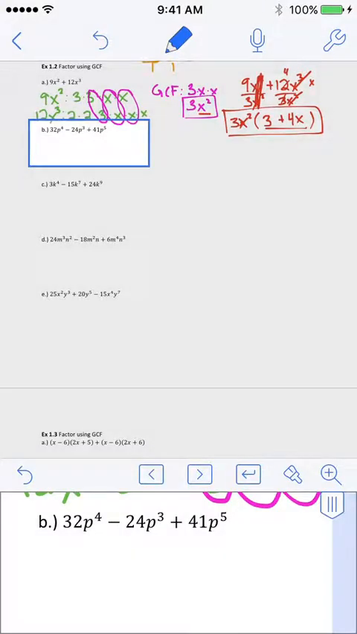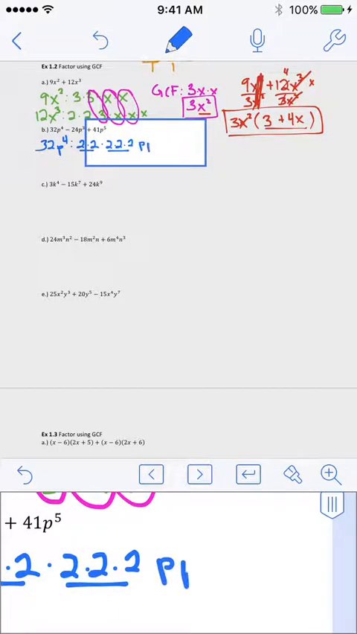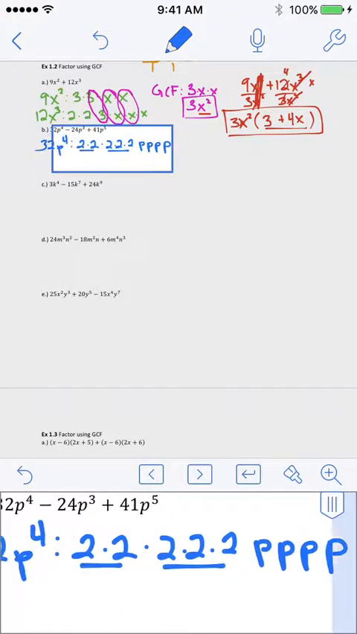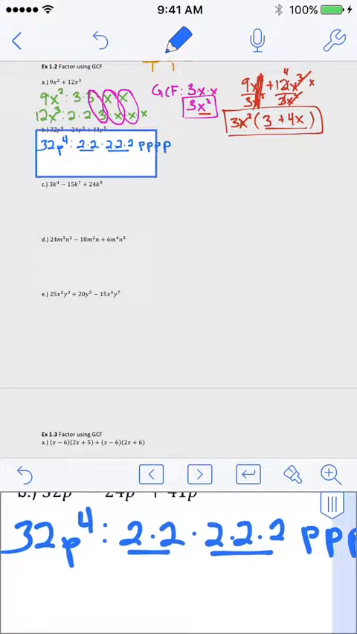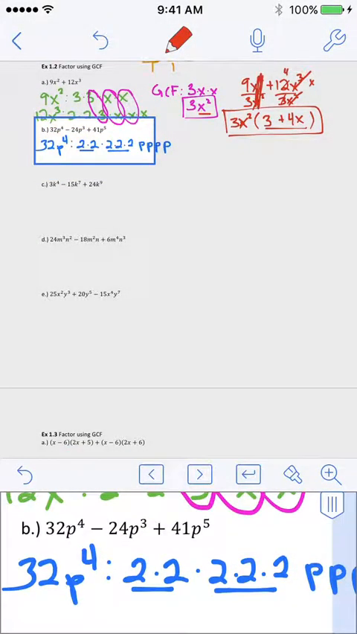So let's start with 32p to the 4th. Well, 32 breaks down into 4 and 8, but neither one of those is actually prime. So we'll break 4 down into 2 and 2. 8 breaks down into 4 and 2, or 2 and 2 and 2. So 2 and 2 and 2. So that would be 4 times 8, 32. And then I've also got 4 p's. Alright, cool. There's the prime factorization of 32p to the 4th.